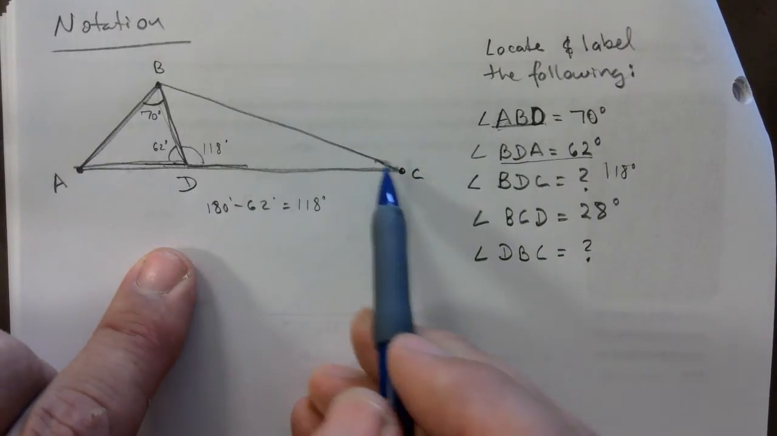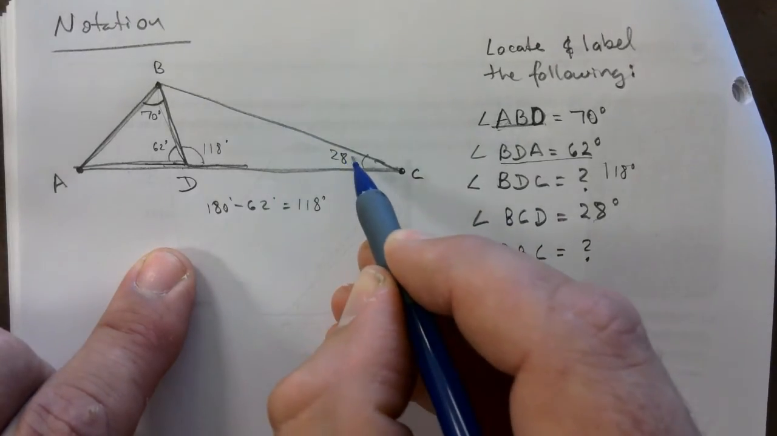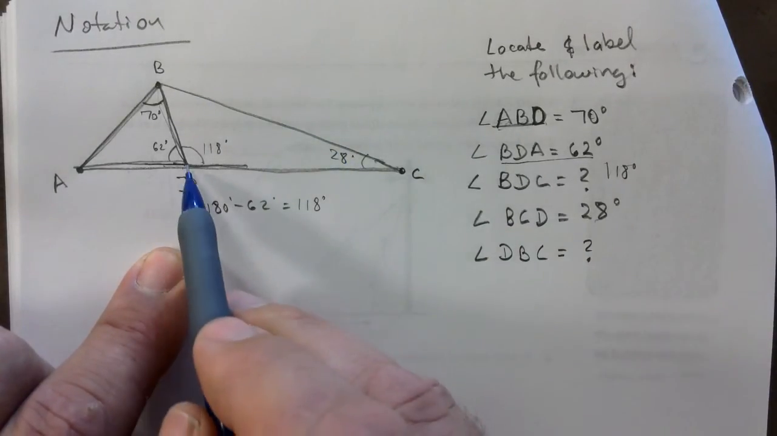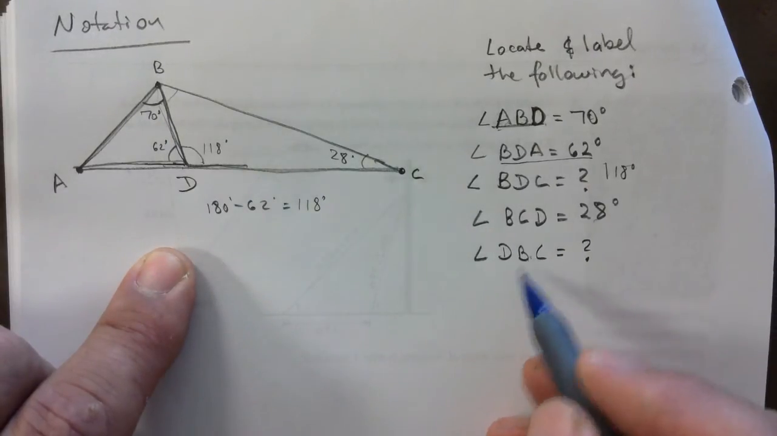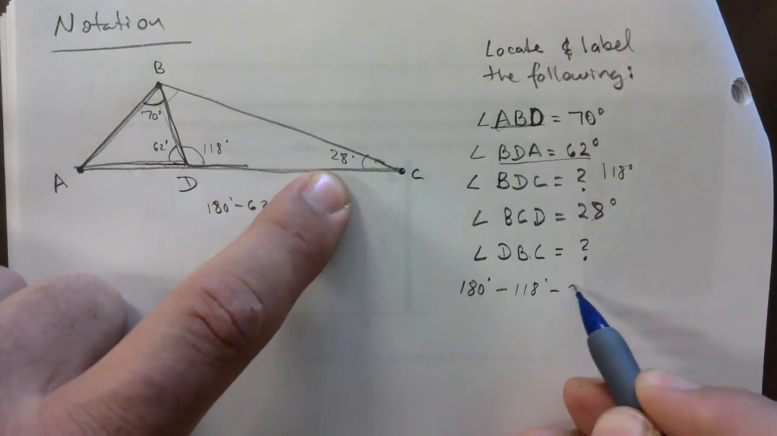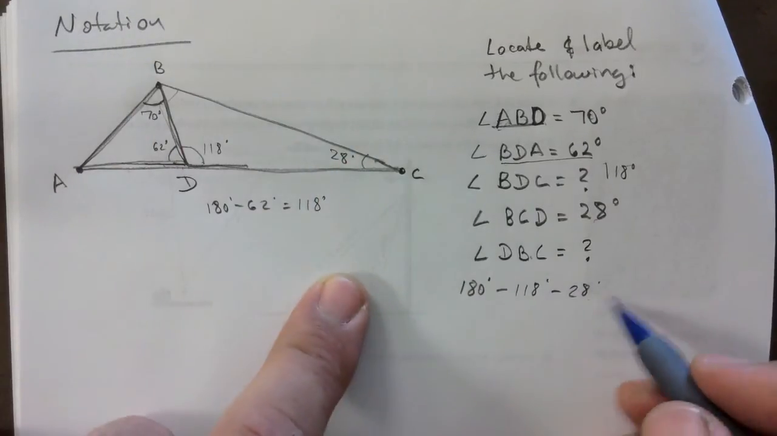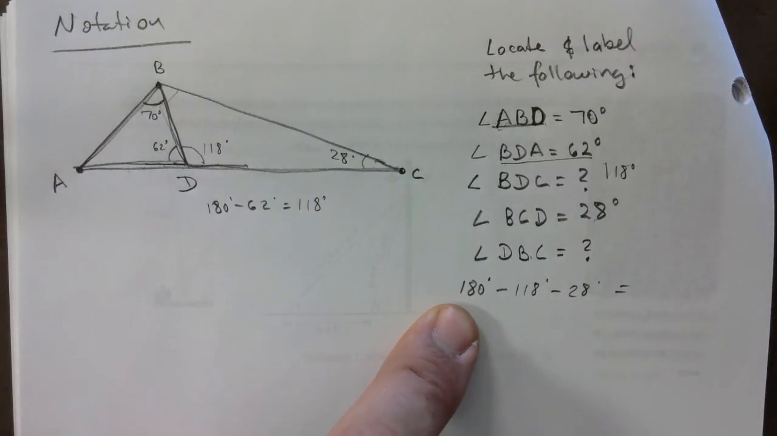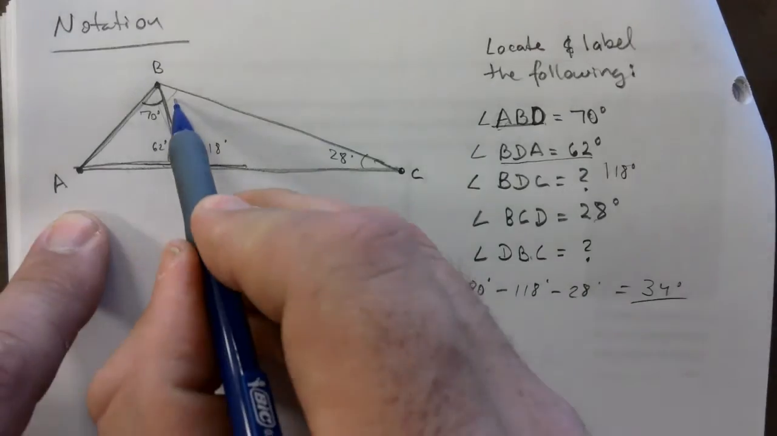BCD, right? So B, C, and D, that angle right there is 28. And DBC, they want the top here. To get this angle, we would just go 180 minus the 118 minus the 28, because now you have a triangle, right? Anything inside the triangle adds up to 180. So 34. Yeah, so this is 34.